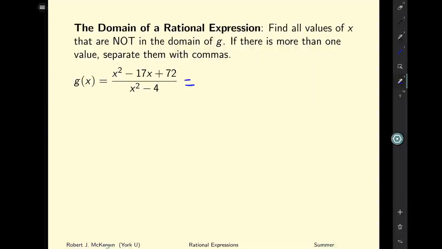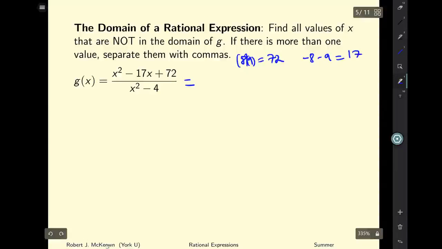the domain. But I could look at this and say, well, I notice that 8 times 9 is equal to 72, and -8 minus 9 is equal to -17. And when I recognize that, I can factor the numerator as so. Looking at the denominator, I see my favorite, x squared minus 2 squared, a difference of squares.